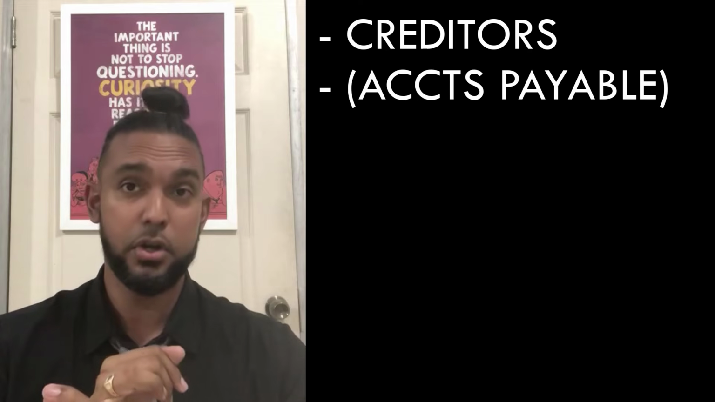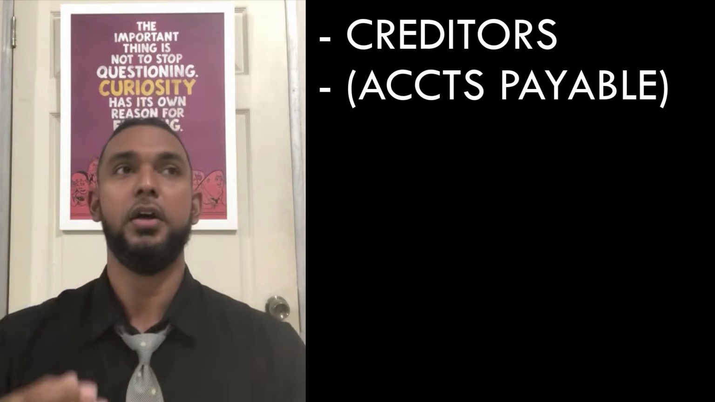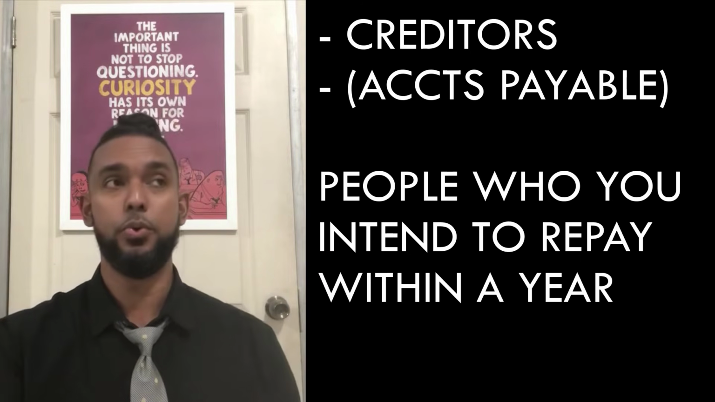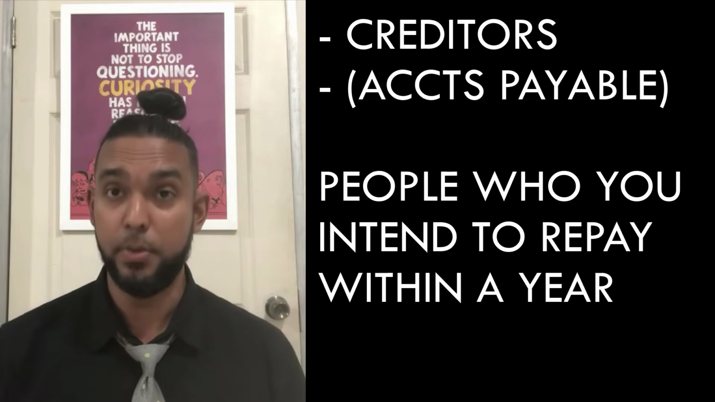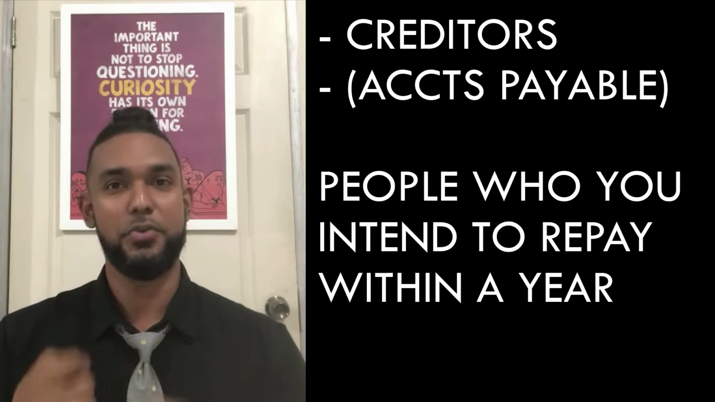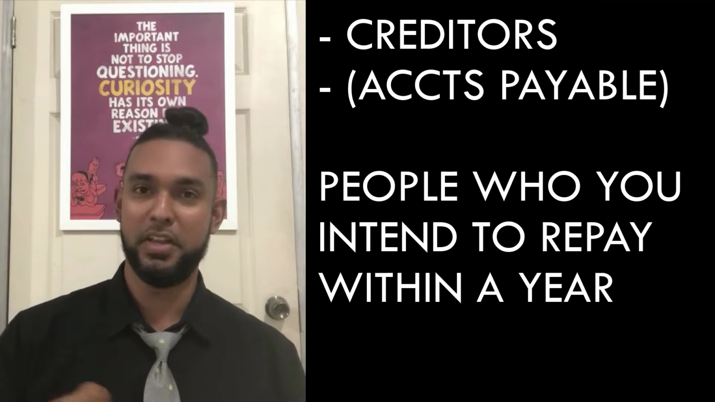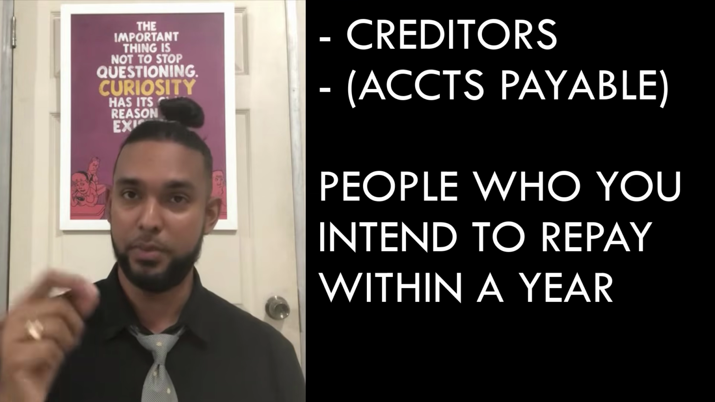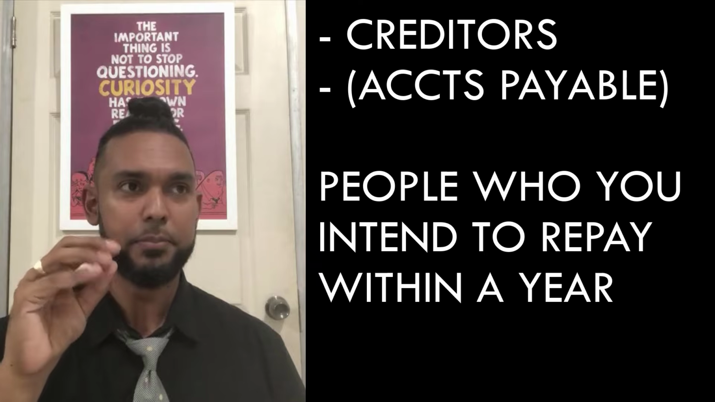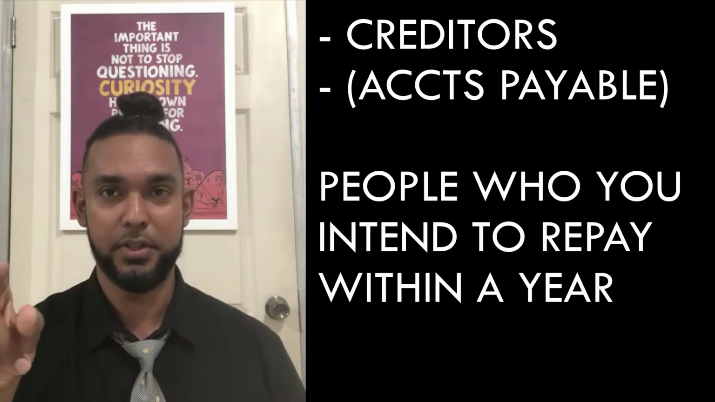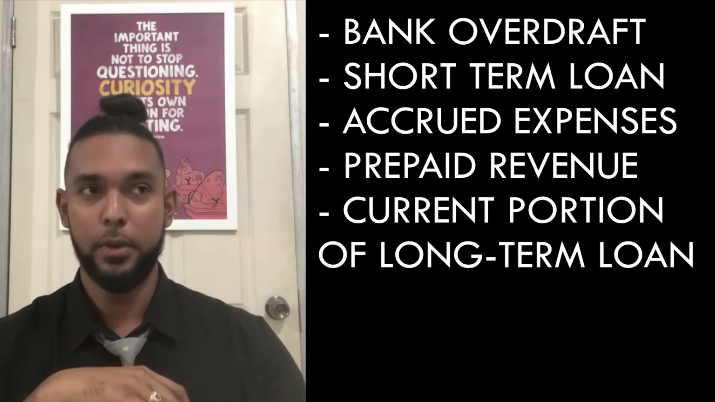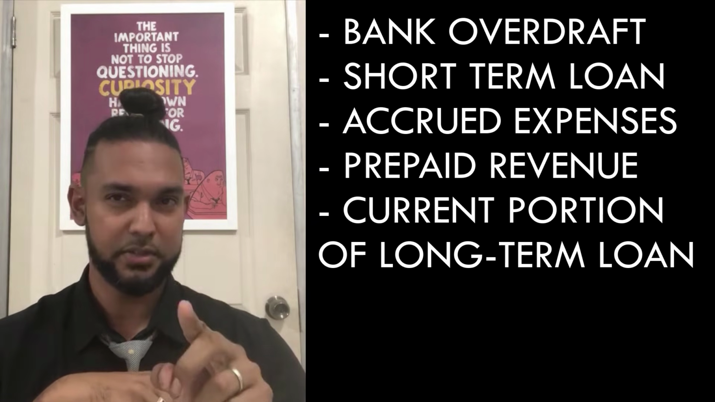So your creditors, or your accounts payable, are people who you intend to pay back within a year. Just like you want your debtors to pay you back within a year or less, you need to reciprocate. People are not going to give you more than a year to pay back. When you buy goods on credit, you're going to pay for those within a month or 2. Now, we also have a couple of others that I will hold off on for now, but when we get to them, I'll explain.